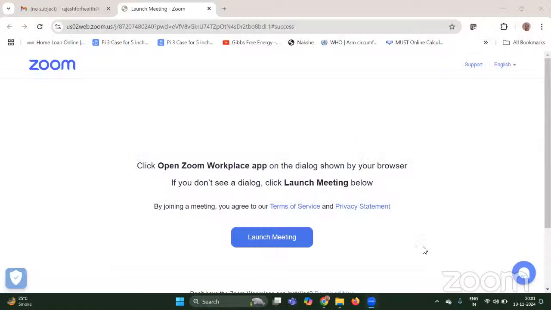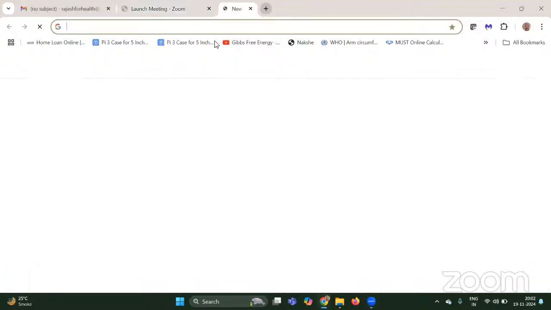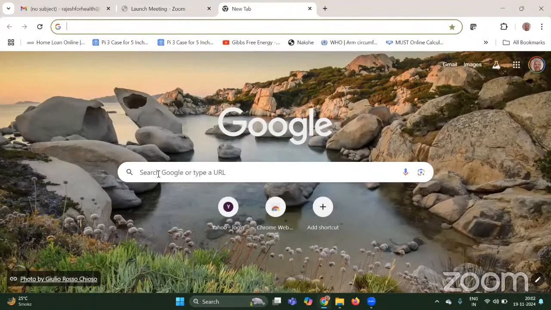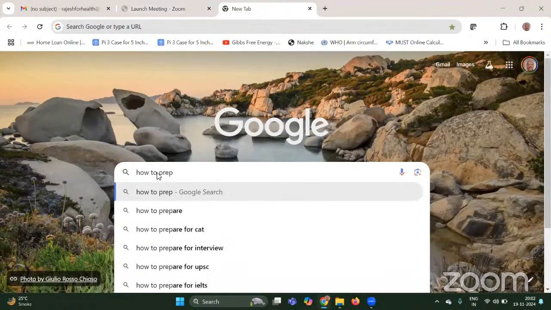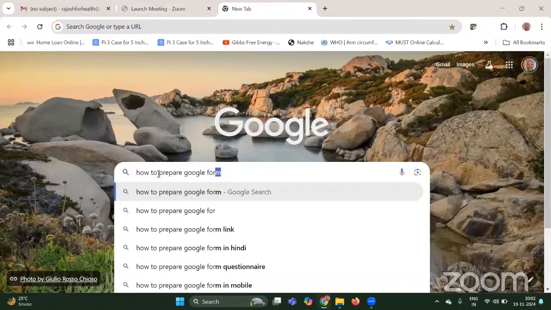Sir, can we start with the Google Form development? In the meantime, I can prepare my files. Let me share my screen. I will start with Google Form. Thank you, sir. So, to prepare a Google Form, I'll be going live, and we can just search how to prepare a Google Form.